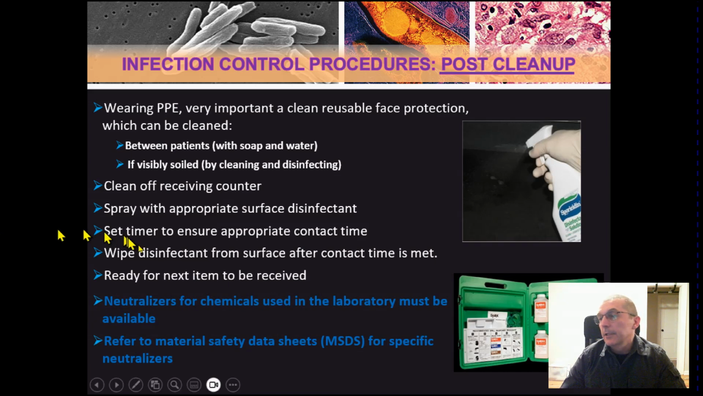Neutralizers for chemicals, okay? So neutralizers are chemicals that counteract the effects of other chemicals. To neutralize means to counteract. For instance, with acidic types of materials, when you add a neutralizer to it, it will neutralize the acidic effects, so it no longer affects other materials. And we can refer to our safety material data sheets, the MSDS, for specific neutralizers for specific chemicals.